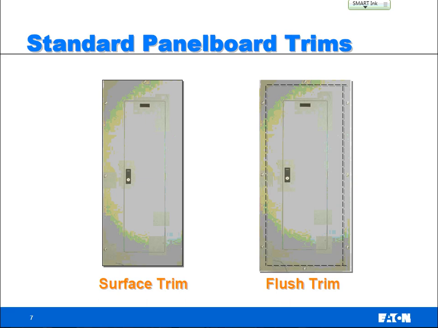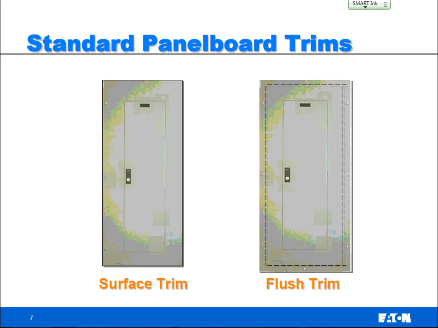Okay, when we talk surface, think about taking your panel board can and just bolting it on the outside of the wall. Doing all your conduits and everything outside of the wall, and then the interior of the trim mounts right on the wall. And the can itself is almost 6 inches deep, so it's all going to protrude off the wall. When we talk a flush trim, it's just like this.